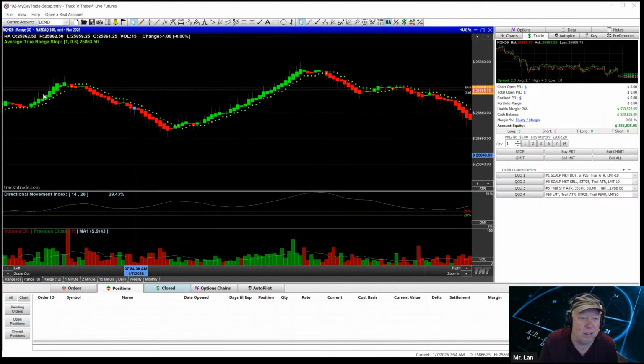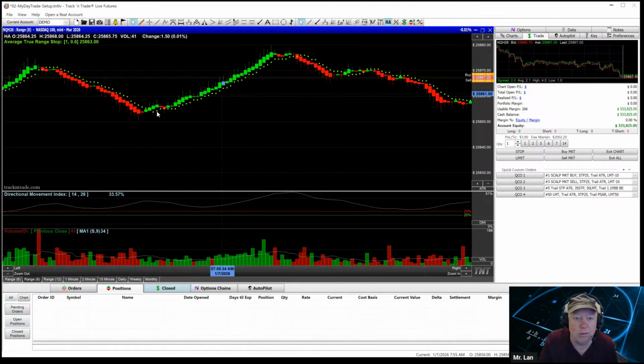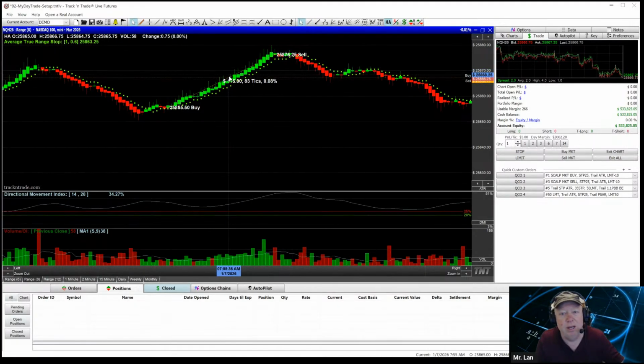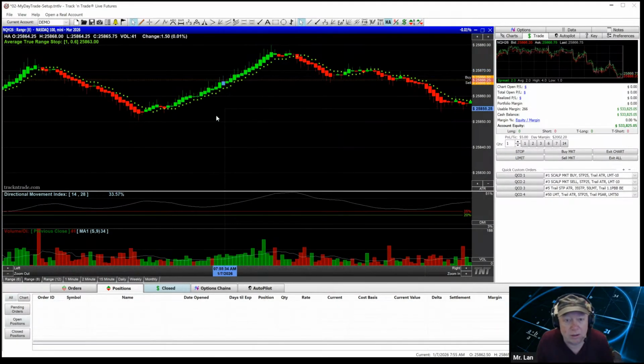No, look at that. See, the market's moving, making a lot of money. Okay, see that? What we're looking for is the market to stay on one side of those green dots. That's a $400 move right there. You catch that, you're rich beyond your wildest dreams.